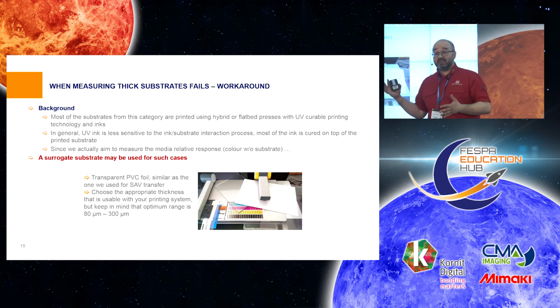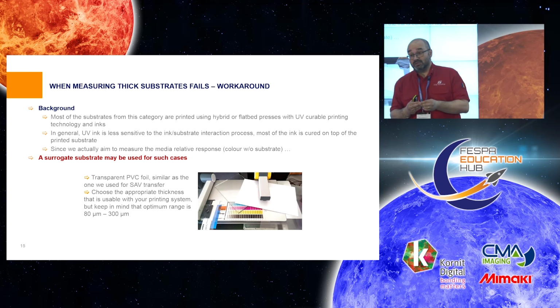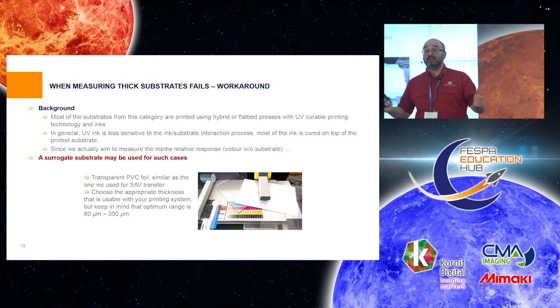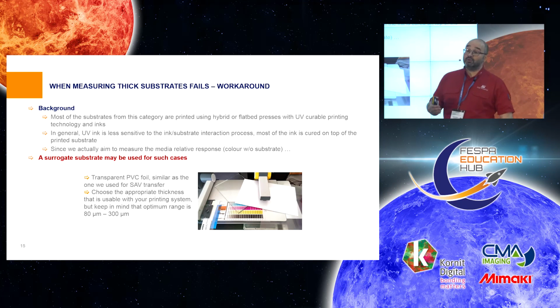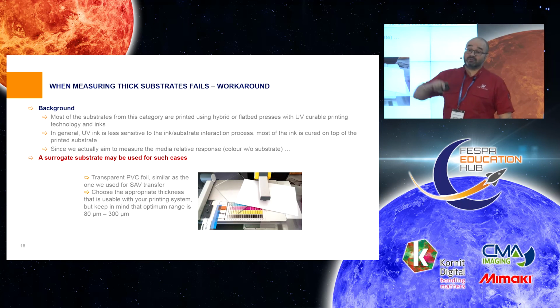But some substrates do not give you the choice of measuring at 1 millimeter thickness. They come only in 5 millimeters or 1 centimeter. How do you still measure those? The good part is that most of these substrates are actually printed using UV curable technology, so most of the ink is on the top of the substrate.